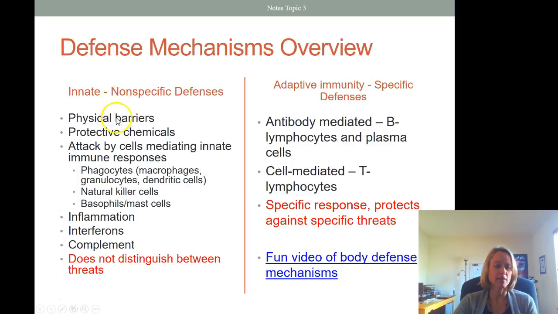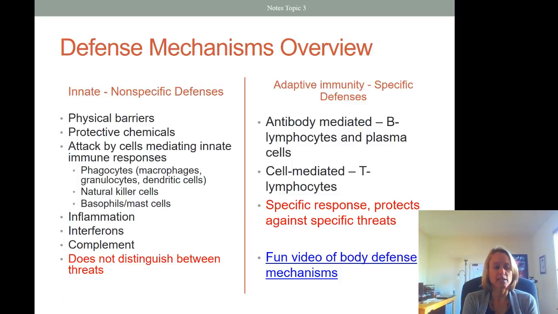Nonspecific defenses include physical barriers such as skin and mucous membranes, and protective chemicals such as the acidic condition of the stomach or the enzymes in the lacrimal fluid that will destroy bacteria. It also includes cells that mediate various responses that are all innate or nonspecific.